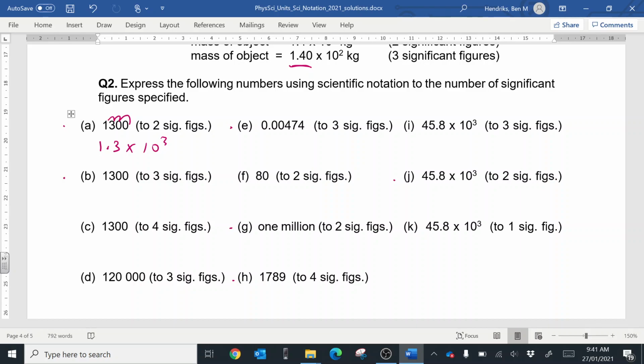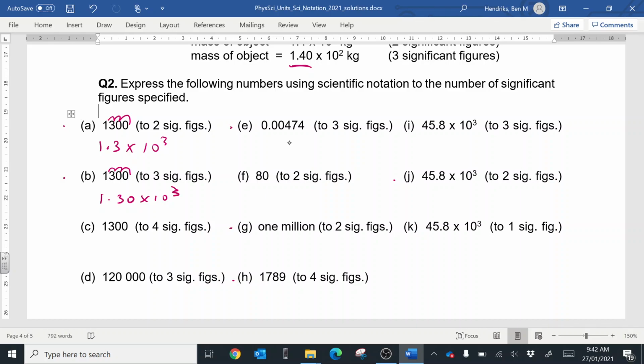Okay. Now, to three significant figures, this time we include 1 point, so we still put the decimal place after our 1, but this time it's 1.30, but our order of magnitude is the same still. It's still the same number, so it's times 10 to the 3 again.